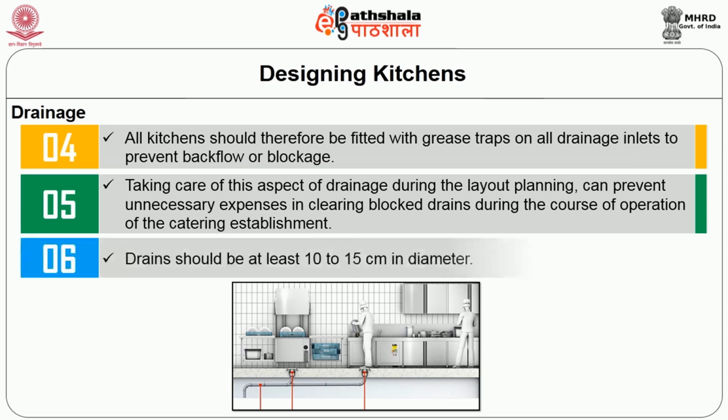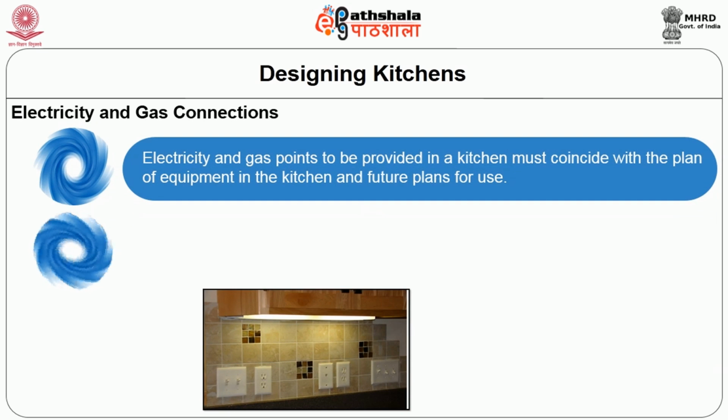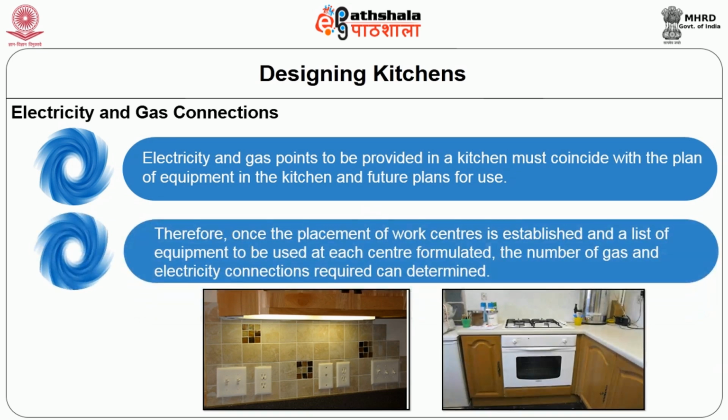And next, when we talk about the electricity and gas connections, the electricity and gas points to be provided in a kitchen must coincide with the plan of equipment in the kitchen and also future plans for expansion, if any. Therefore, once the placement of work centers is established and a list of equipment to be used at each center is formulated, the number of gas and electrical connections required can be very easily determined.